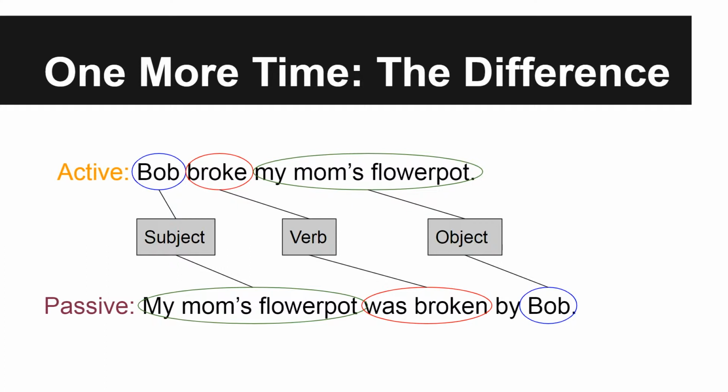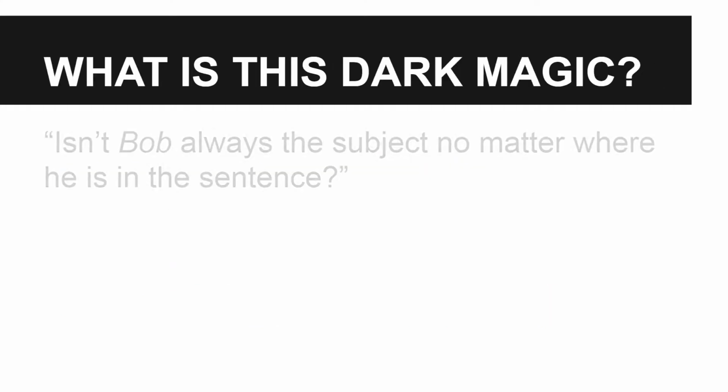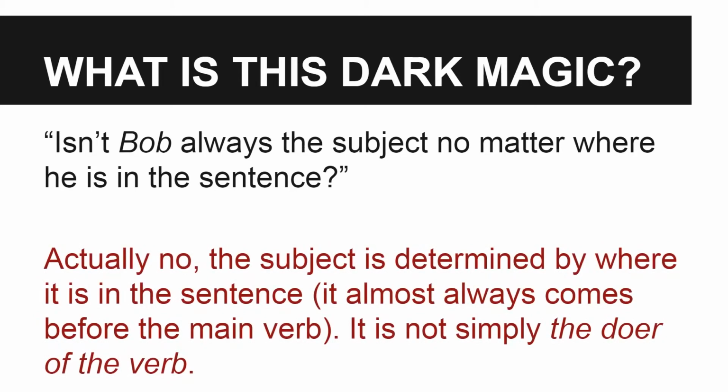Now, why would we ever want to do this, you might ask? And also, isn't Bob always the subject no matter where he is in the sentence? Well, first of all, no. Bob is not always the subject. The subject is determined by its place in the sentence, not the fact that it's the doer of the action. And that's a big key for passive voice: we're making it so the doer is not as important anymore. We're trying to downplay their importance.